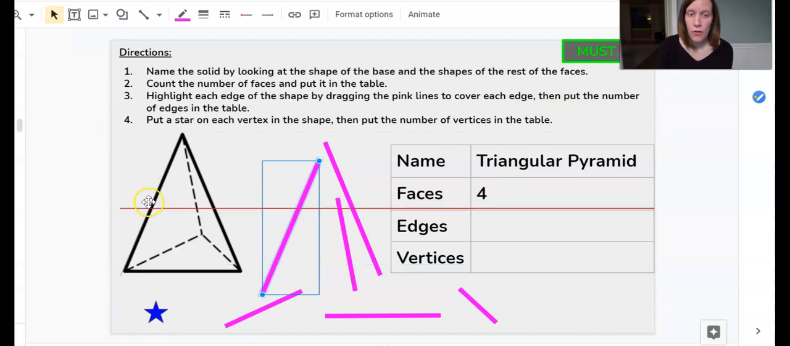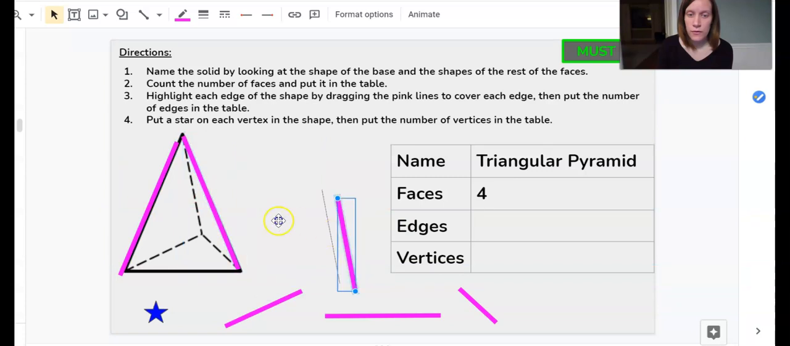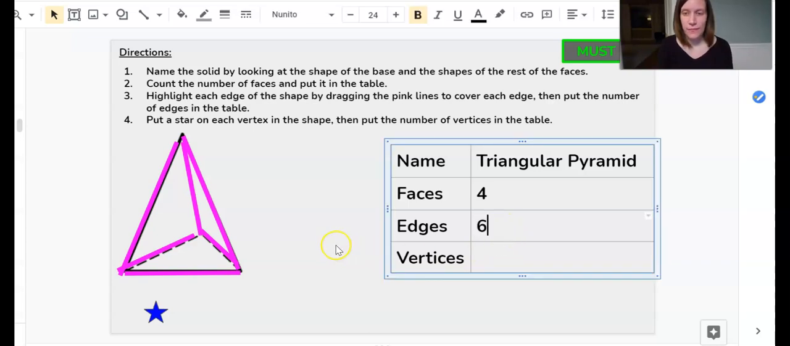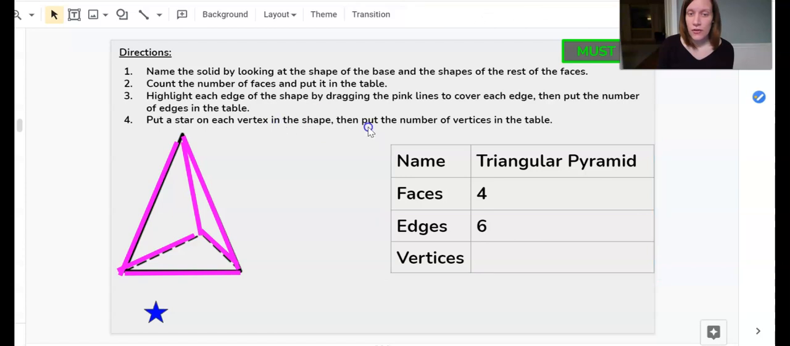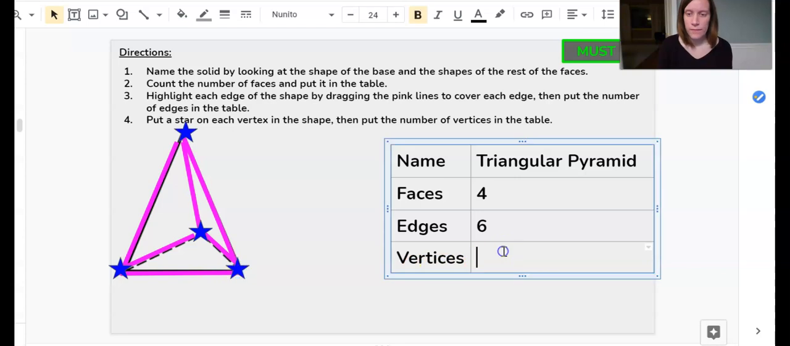So 1, 2, 3, 4, 5, 6. Now notice mine aren't perfect, that's okay, as long as you can tell where they're supposed to be, okay? So there were 6 edges, and then put a star on each vertex in the shape, and then put the number of vertices in the table. 1, 2, 3, 4. 4 vertices.